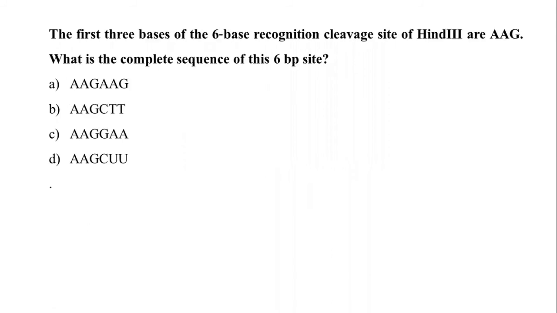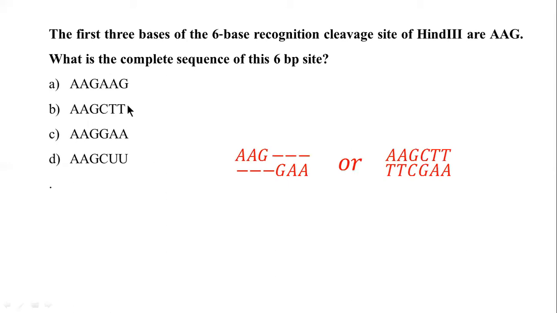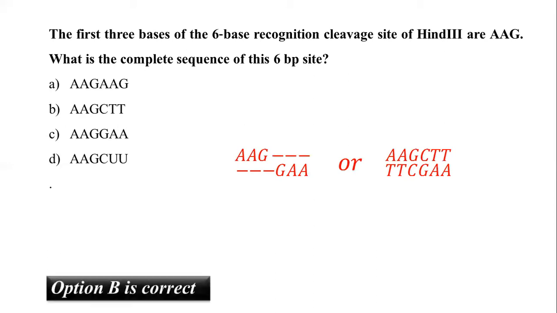The next question is: the first three bases of the 6-base recognition cleavage site of HindIII are AAG. What is the complete sequence of this 6-base pair site? The point that we have to remember here is that the restriction site of HindIII is a 6-base pair palindromic sequence that is read the same from both the forward as well as the reverse direction. So option B is going to be the correct answer as it reads as AAGCTT from both sides. So option B is the correct answer.